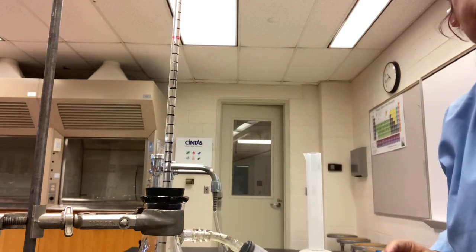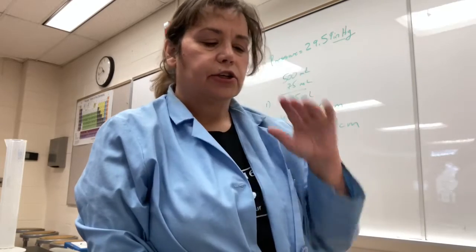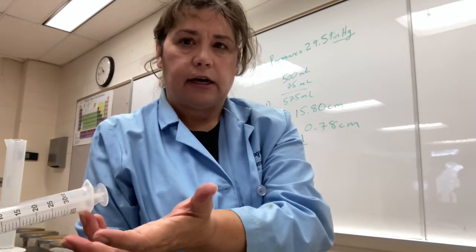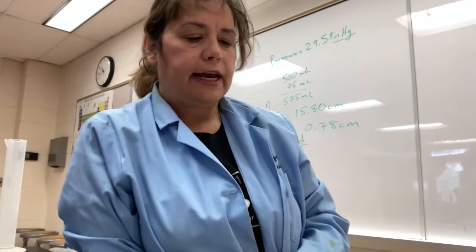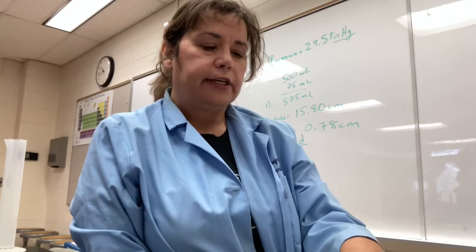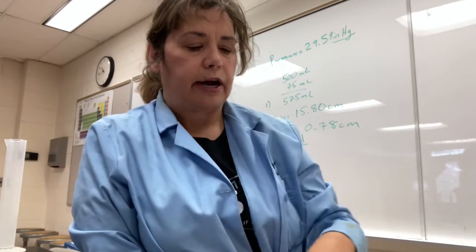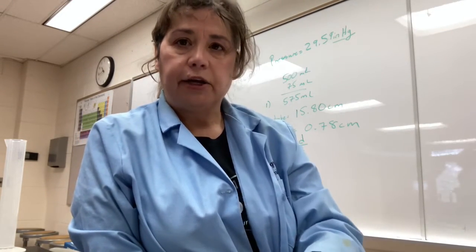Now, to process that data, take a look at the instructions. So column A is the syringe volume, that's set. You're going to take the value that you calculated on line 5, and you're going to add the syringe value to it to get the total volume inside the apparatus. The column height you've read.